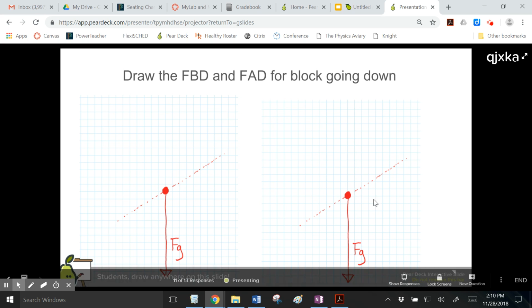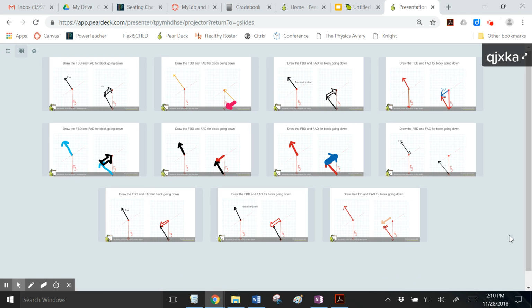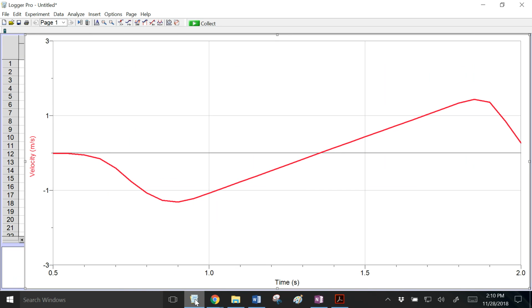So let's just look at this globally, because we got a coin toss again. Talk to your neighbor about it. What is different about this situation? Here's the graph, my friends.